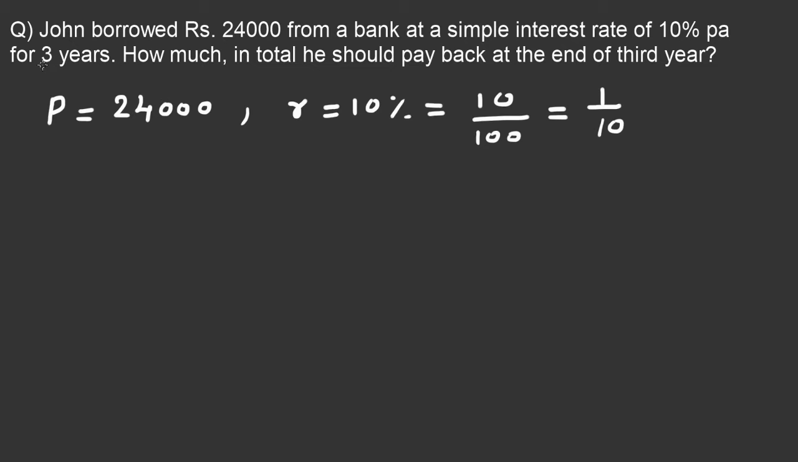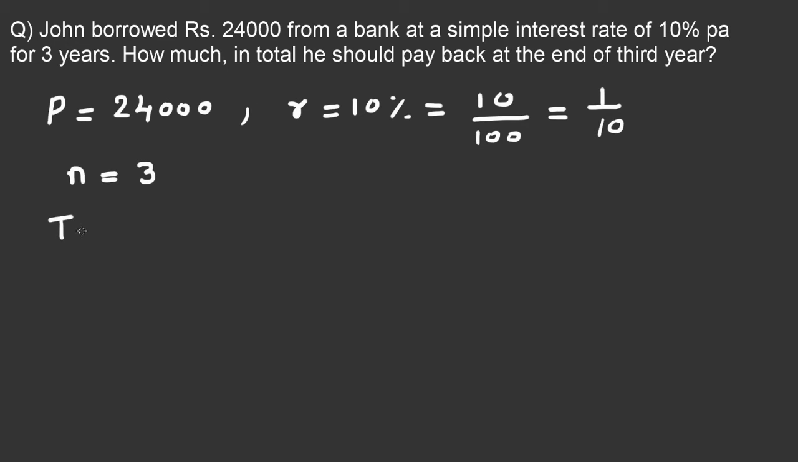Now, the other thing given is 3 years. So, N is given, that is equal to 3. Why is 3 years the same as N? Because the interest rate is given for a period of per annum, for 1 year 10%. So, it is very easy, 3 times, 3 years. Easily we can find N is equal to 3. We have to find the total amount.